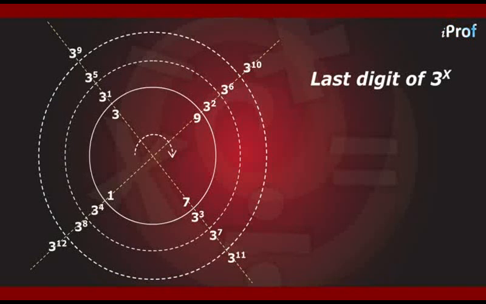Now for the sake of generalization, we take k equaling 1, 2, 3 and so on. Also we can write the general powers of 3 in terms of k whose last digits will be the same, as shown in the diagram. In this way, we can easily calculate the last digits of whatever powers of 3.